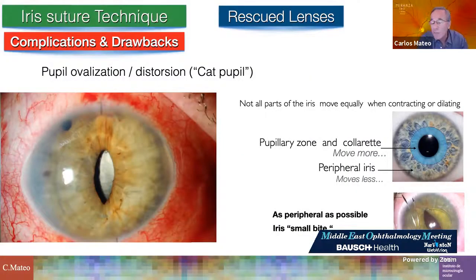But of course, iris suture technique has some problems. Perhaps the worst problem for me is the pupil ovalization or distortion, the typical cat pupil. Remember that not all parts of the iris move equally when contracting. The pupillary zone and ciliary move more, peripheral iris move less, and then you have to put the suture as peripheral as possible using a small iris bite.